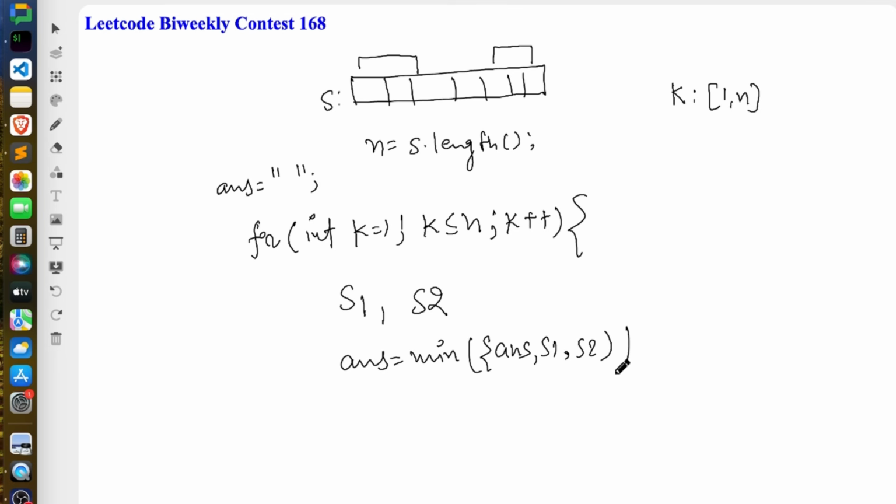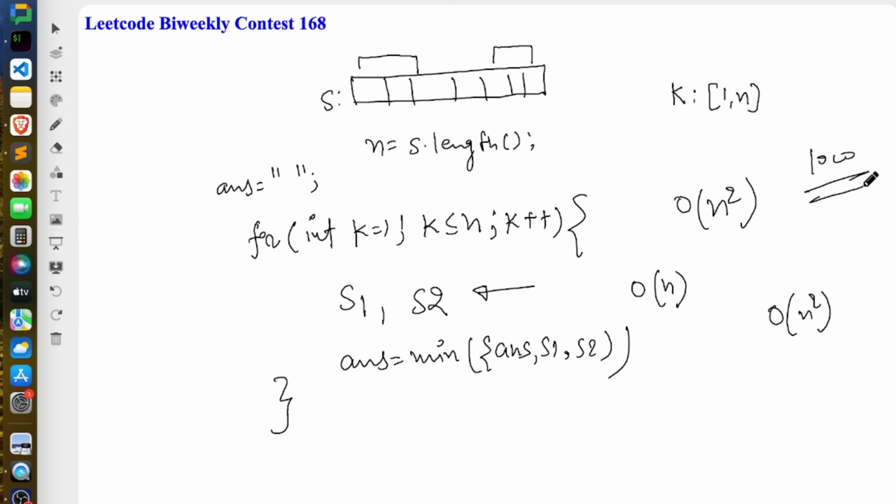That's it. So the complexity for this approach is order of n square, because order of n is needed to go through each possibility of k from 1 to n, and again order of n to reverse the first k characters. So the overall complexity is order of n square, and since your n is up to 1000, it can be easily accepted. So I hope you understand.